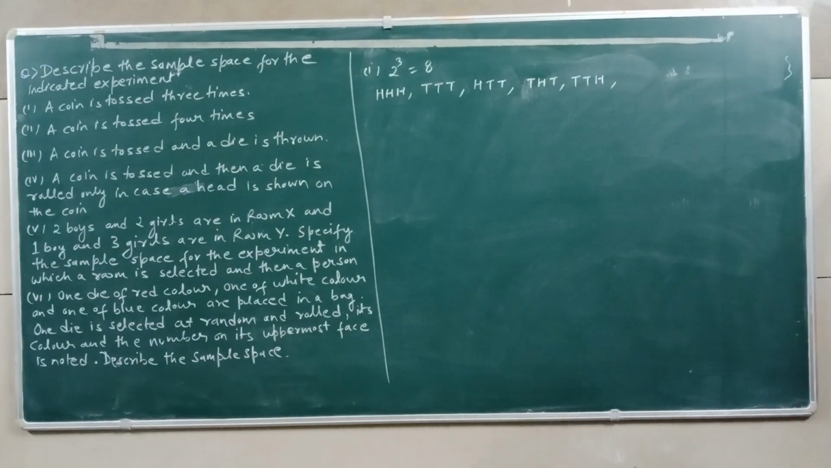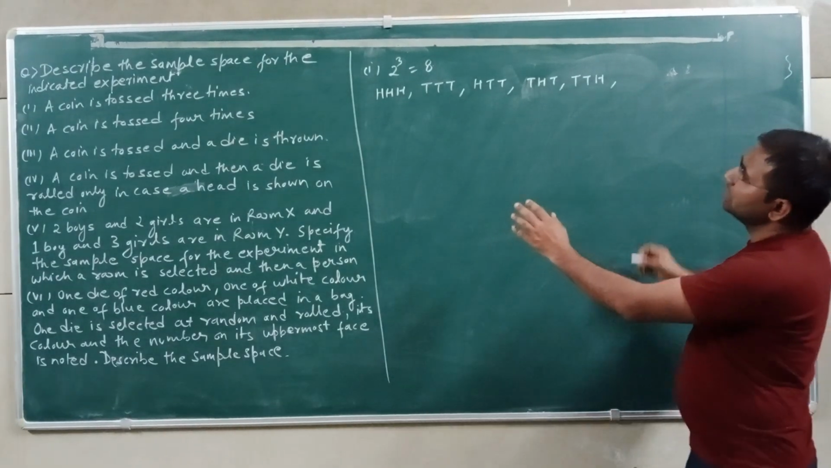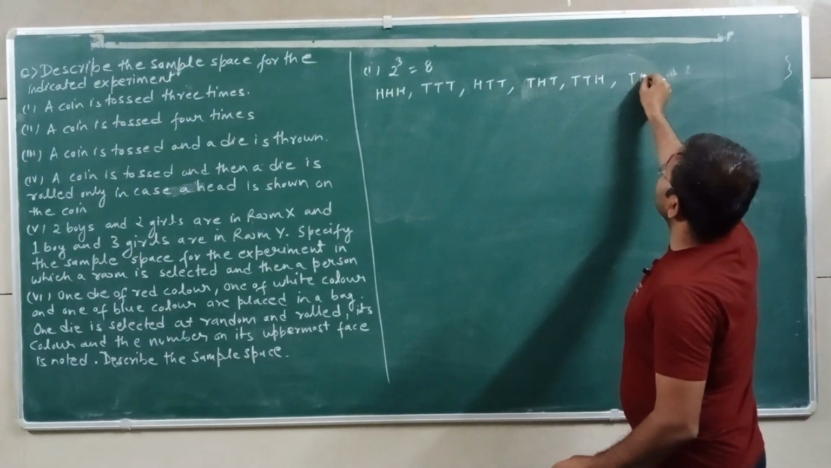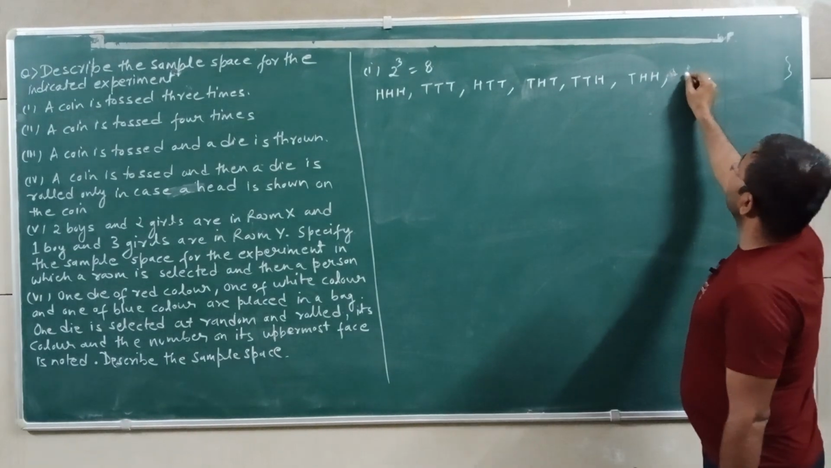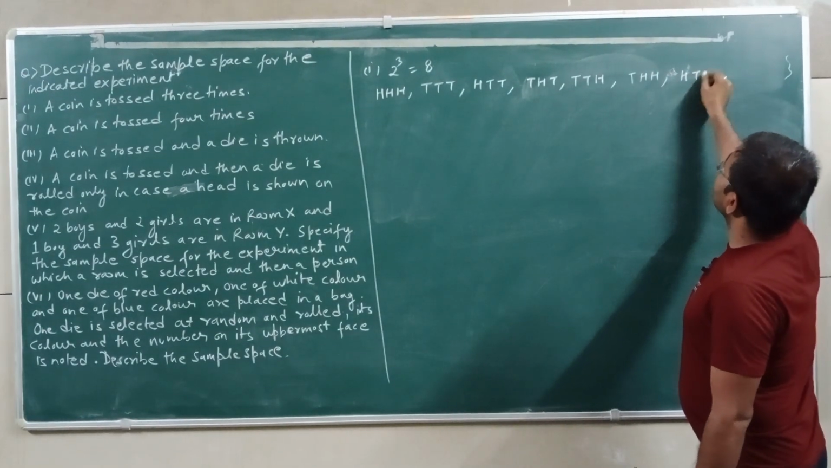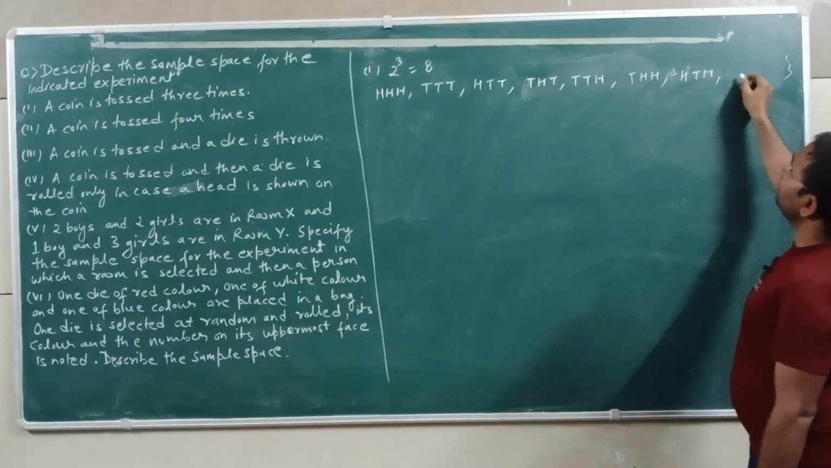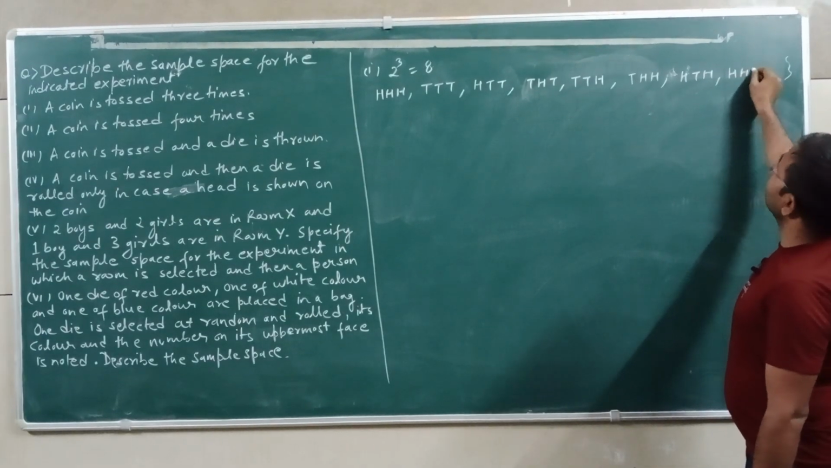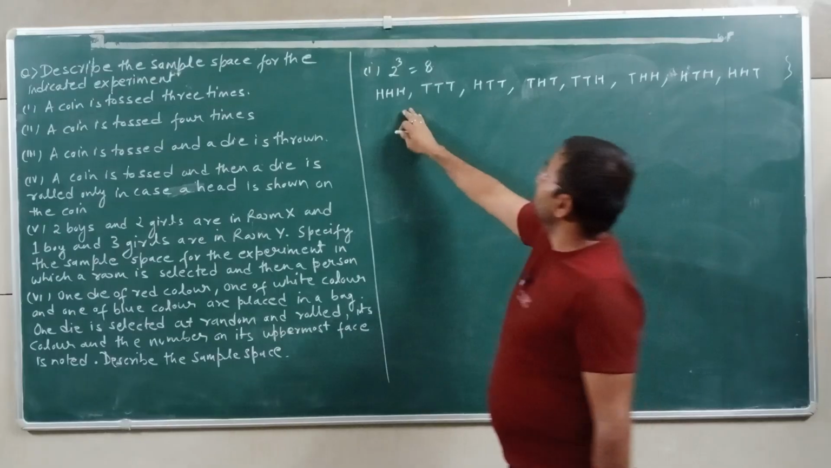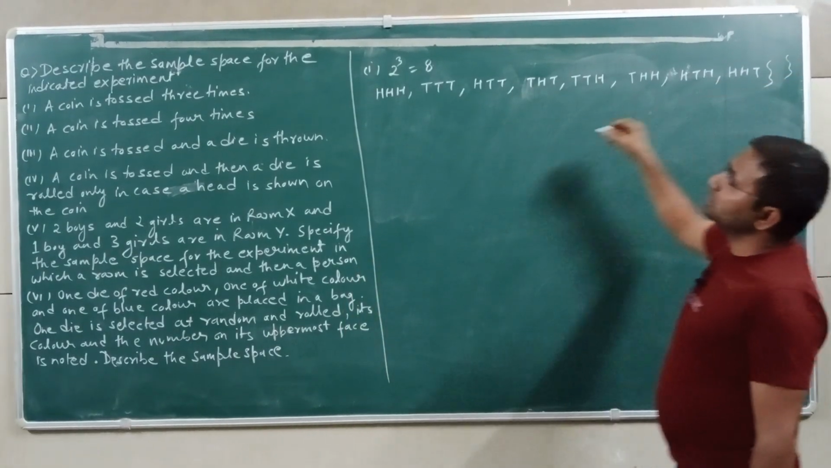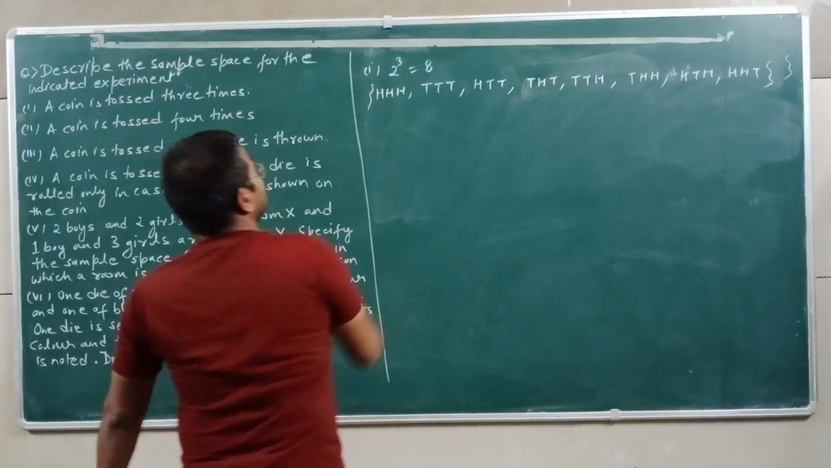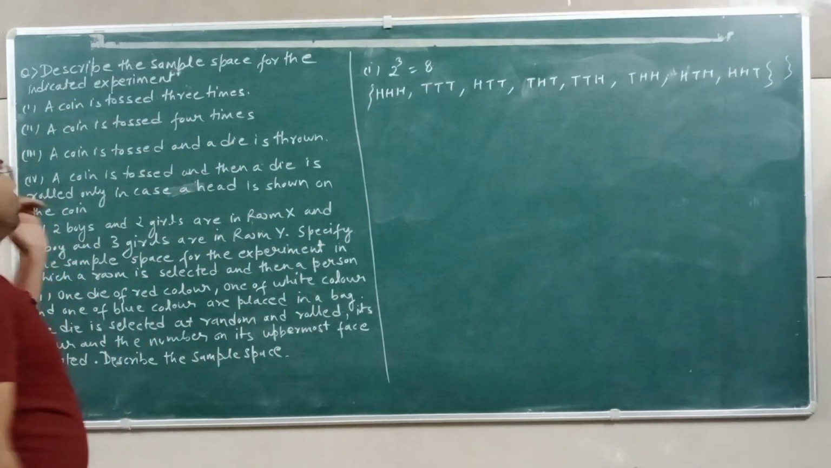Okay, now see here. Maybe T H H can come. Maybe H T H can come. Maybe H H T can come. Now count: 1, 2, 3, 4, 5, 6, 7, 8. So these are the sample space of tossing a coin three times.